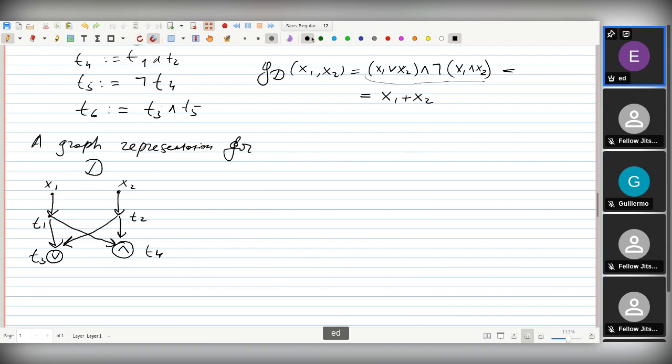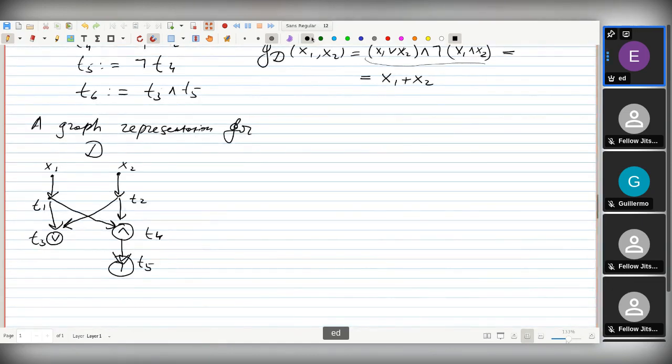What's next? T5. What is T5? Negation of T4. Exactly. T5 is just negating T4. And our last node, T6, may be obtained by taking this conjunction. Is it clear? Yes.